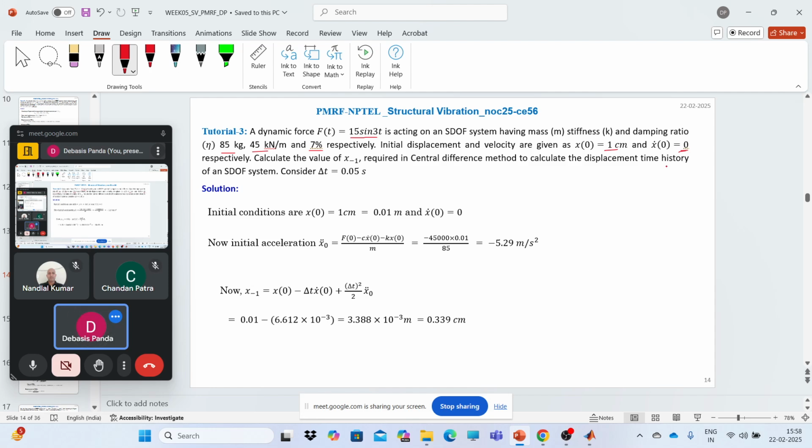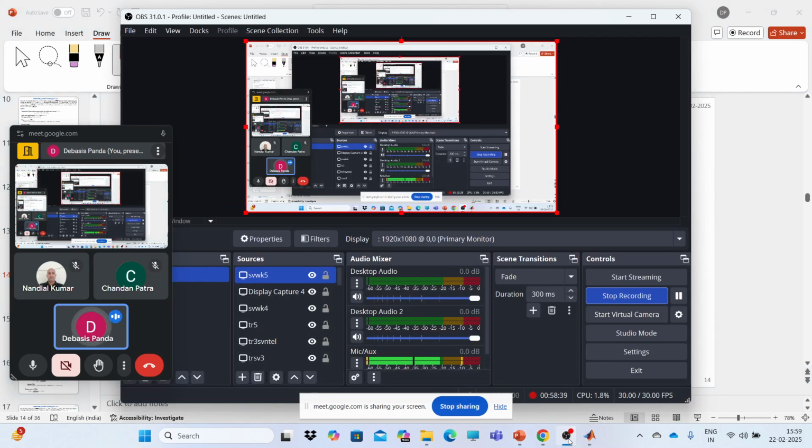We can provide any kind of initial conditions. Depending on the initial condition, the transient part will behave accordingly, and the rest will be based on the steady state response. That means due to the influence of the forcing function, whatever force we have applied to these structures. So we have the initial conditions like this.